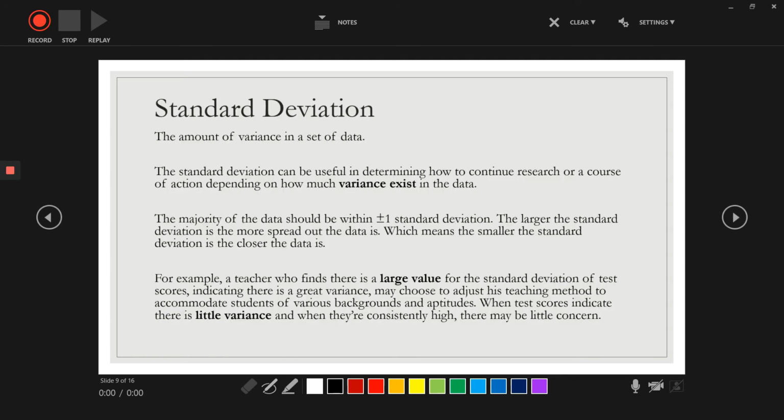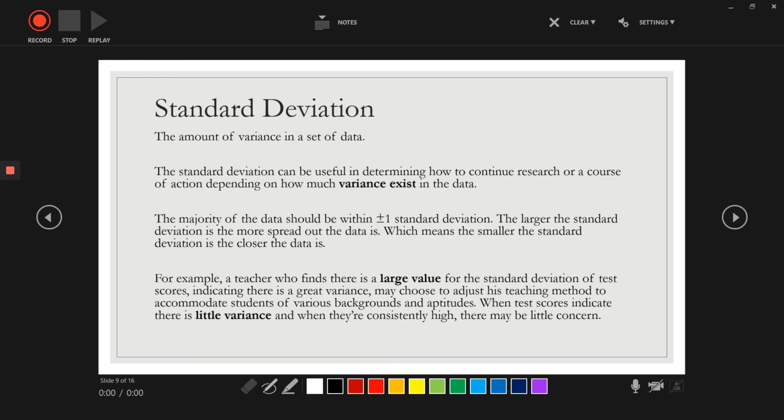Okay, standard deviation. Standard deviation is measuring the amount of variance in a set of data, right? So like a large standard deviation means that you have a lot of variation in your numbers. A small standard deviation would mean you have a small variance. They're all kind of tightly packed together. Standard deviation is useful in determining if you should continue research depending on how much variance exists. So like if you were looking for a trend, right, then you might be looking that not a lot of variation exists. But then you collect the data and find that you actually have a lot of variation, so your hypothesis is probably wrong, right?